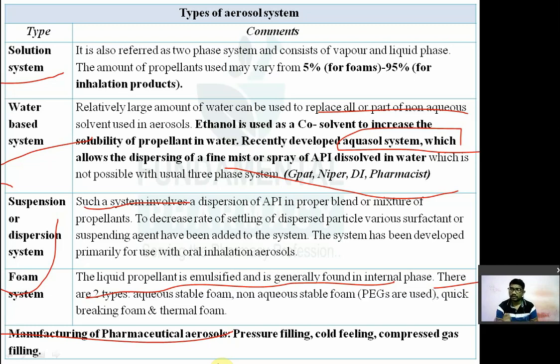Remember cold filling. In cold filling, the filling of the blend is done at -30 Fahrenheit. Cold filling is the most commonly used method in pharmaceuticals. For pressure filling, pressure burettes are used. In the case of cold filling, the container and all the parts and machines are kept at -30 Fahrenheit. Then there is compressed gas filling. There are three methods: cold filling, pressure filling and compressed gas filling. If you want to read in detail, you can read from Blackman.